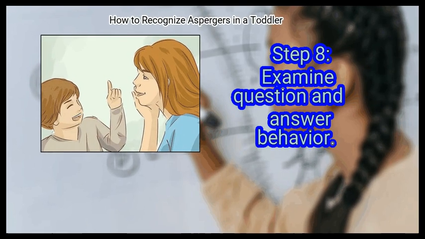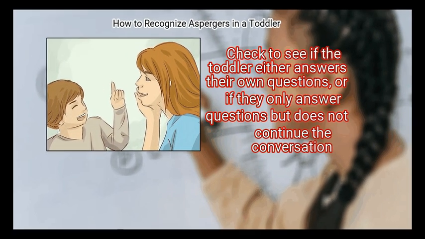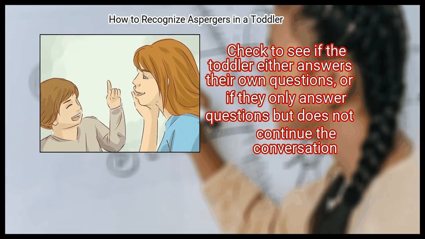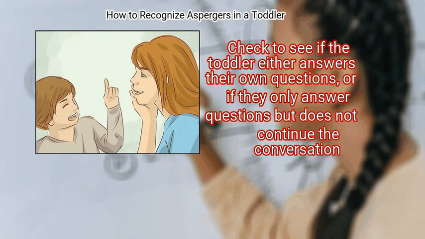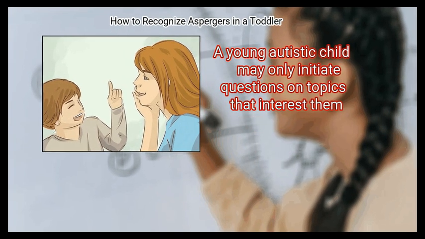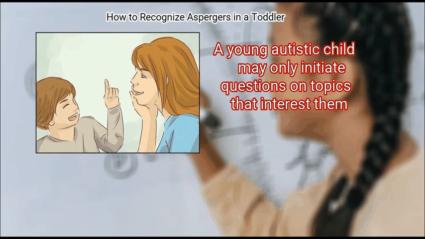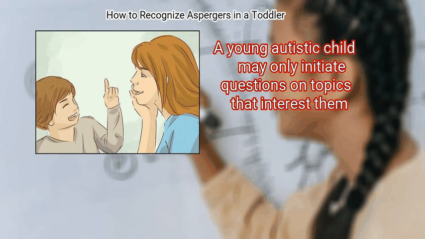Finally, examine question and answer behavior. Check to see if the toddler either answers their own questions, or if they only answer questions but do not continue the conversation. A young autistic child may only initiate questions on topics that interest them.